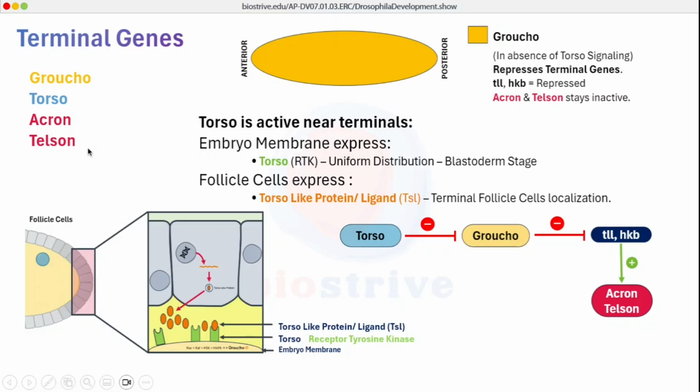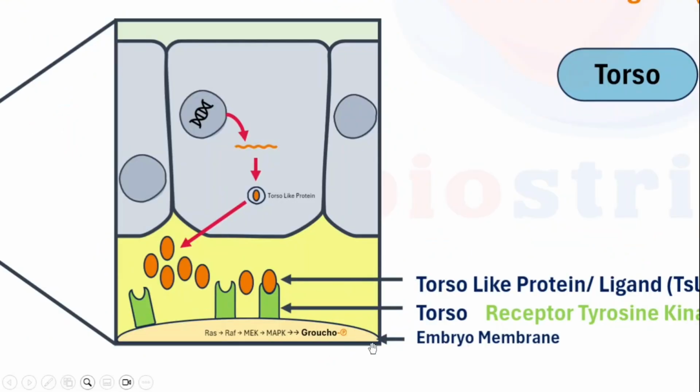But there is something else happening in the follicle cells as well as the oocyte membrane. The oocyte membrane will start expressing certain receptors, which we call torso receptors.